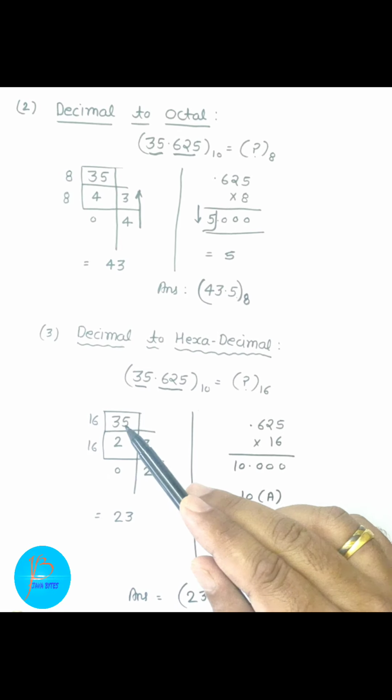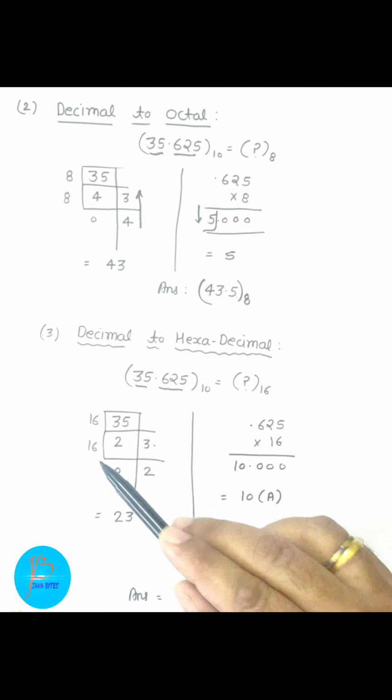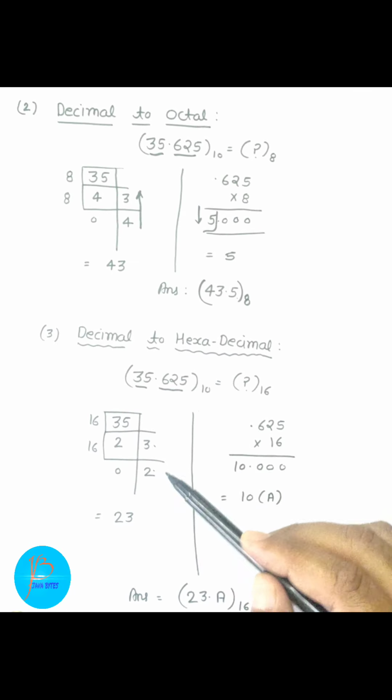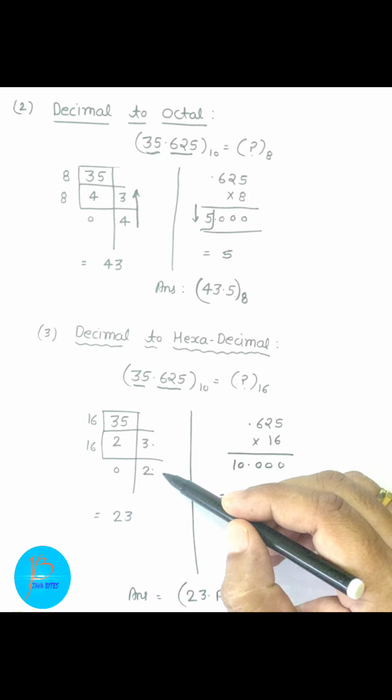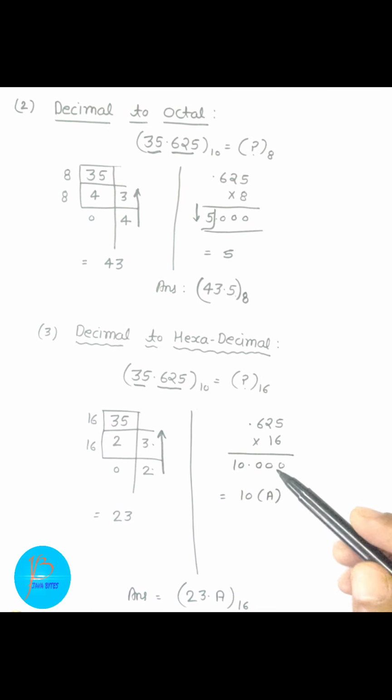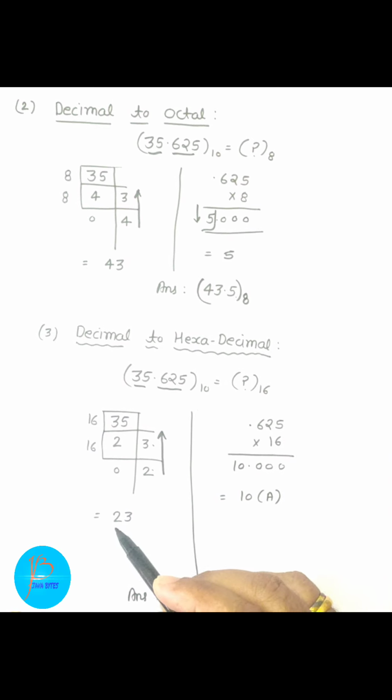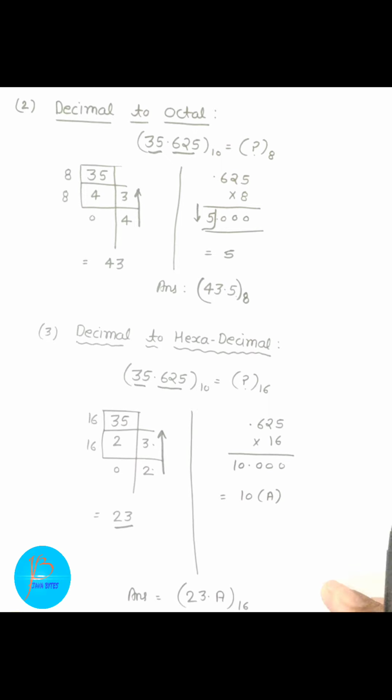So 35 you will convert into hexa. How? You will divide the number by 16. 16 into 35 gives 2, remainder is 3. Then 16 into 2 gives 0, remainder is 2. Now you copy down the remainders from bottom to top, so the integer part has the answer 23.